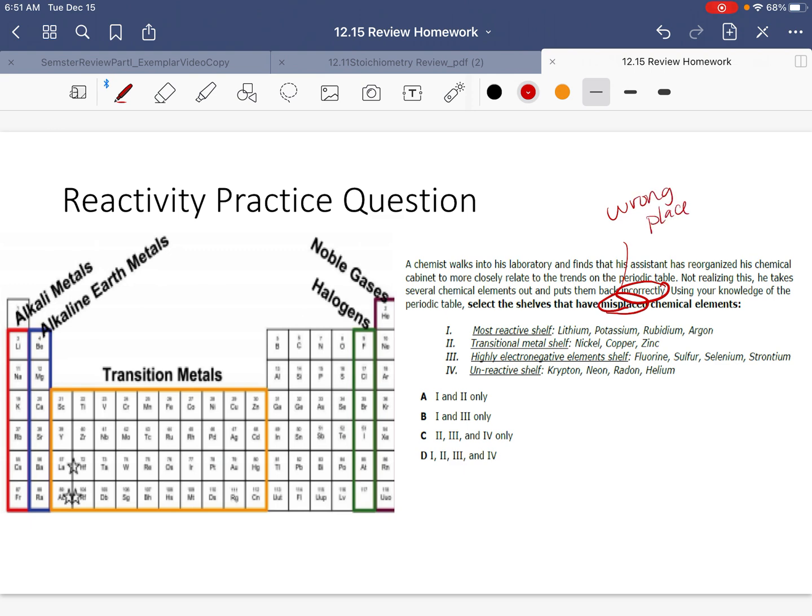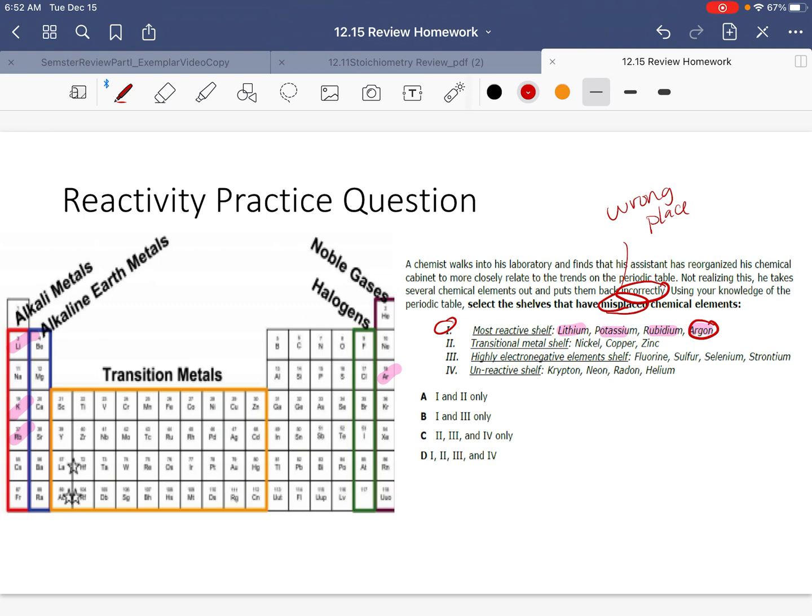So the way that I like to do this one is I'll just select different colors. So we have lithium, potassium, rubidium, argon. Lithium, potassium, rubidium, and then argon is somewhere over here. That argon is wrong, right? It's not in the same area. So this one would be incorrect.